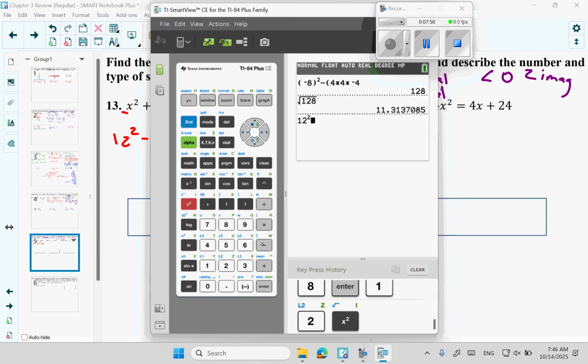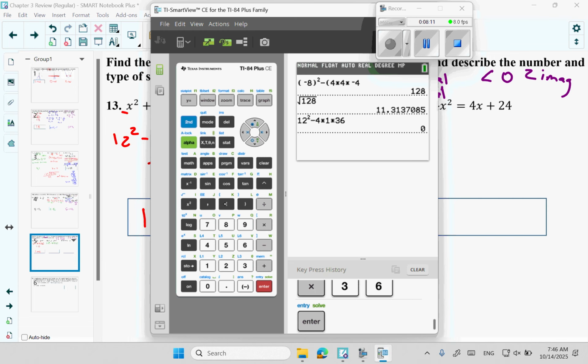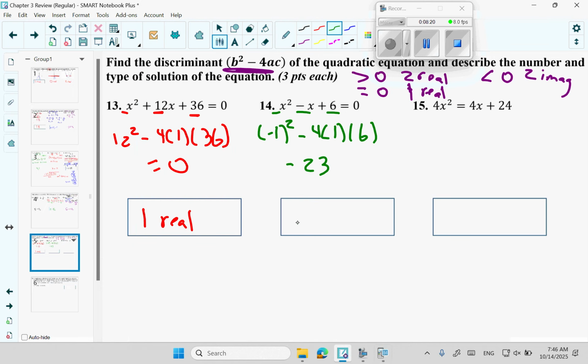12 squared minus 4 times 1 times 36. We get 0. So we have one real solution. A, B, C. So we're going to get negative 1 squared minus 4 times 1 times 6. So we get negative 23. So we're going to get 2 imaginary.